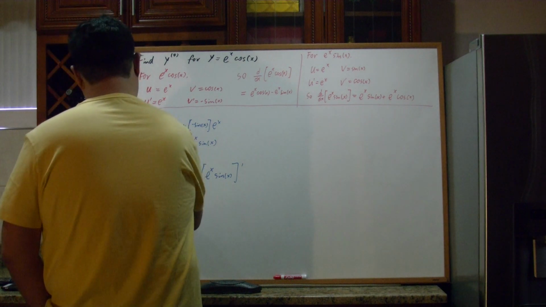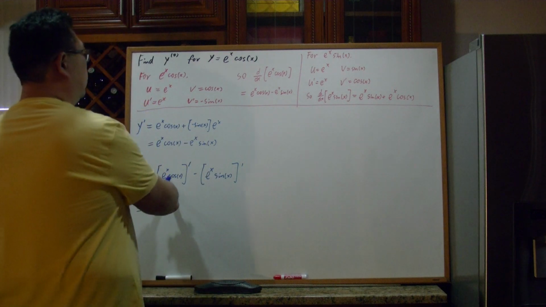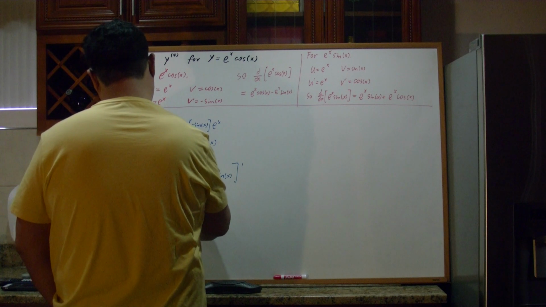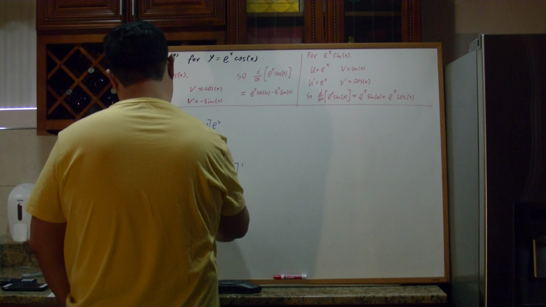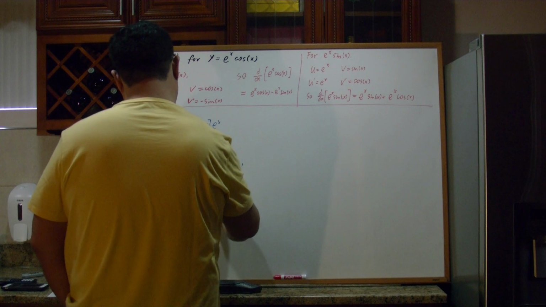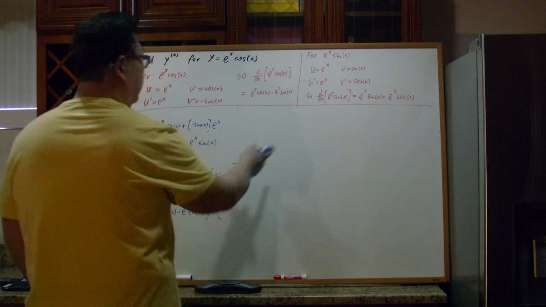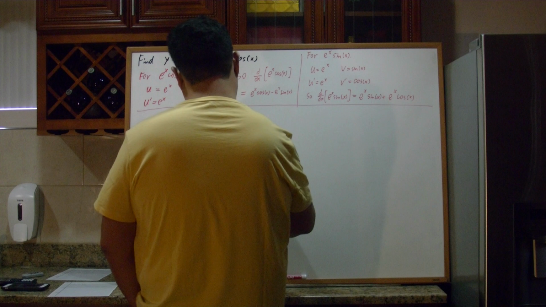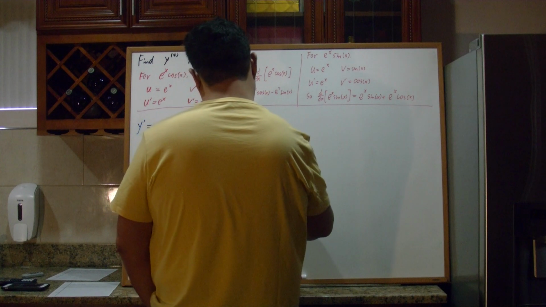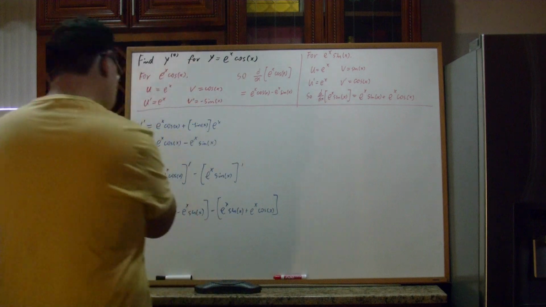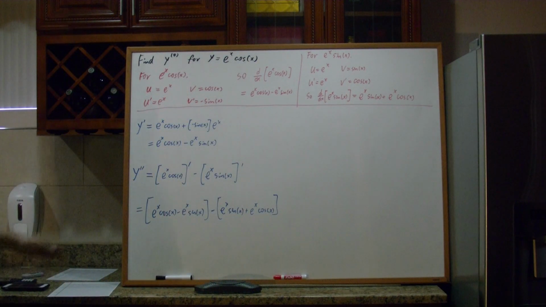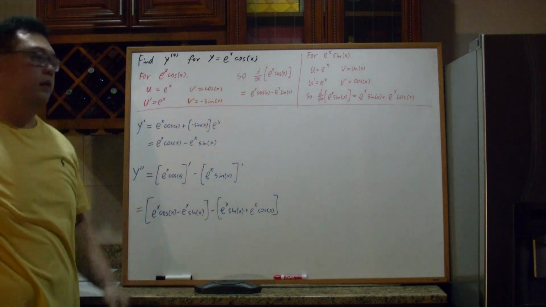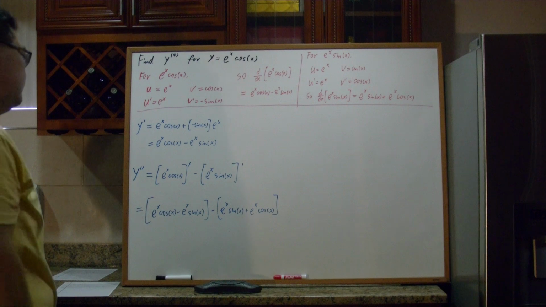Therefore, e to the x cosine x, differentiate that, we get e to the x cosine x minus e to the x sine x. And the derivative of e to the x sine x is also written out. Right, e to the x cosine x to differentiate and e to the x sine x to differentiate, we get these two. Then afterwards we just simplify them.